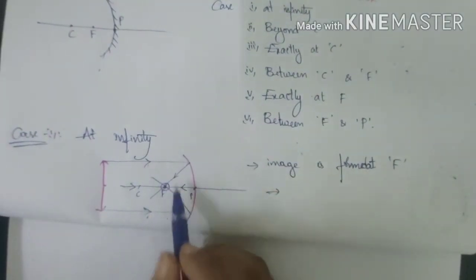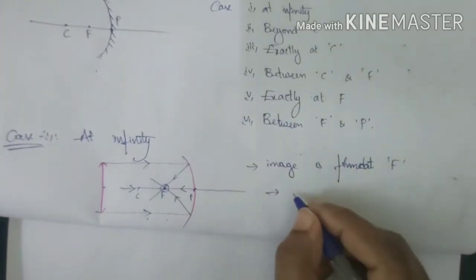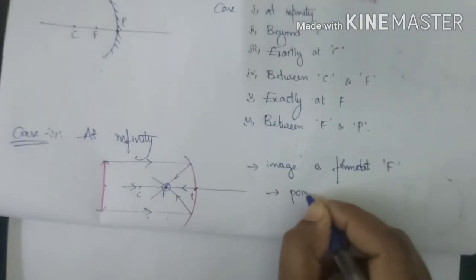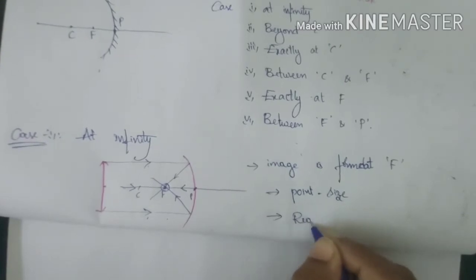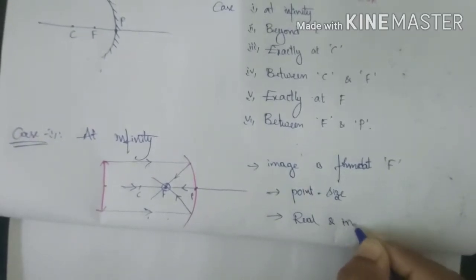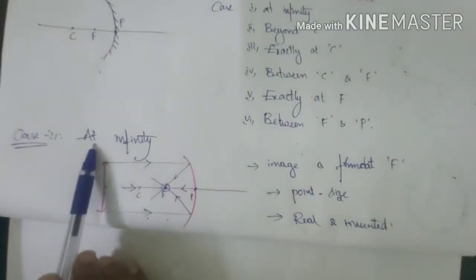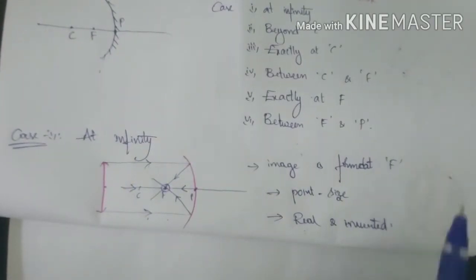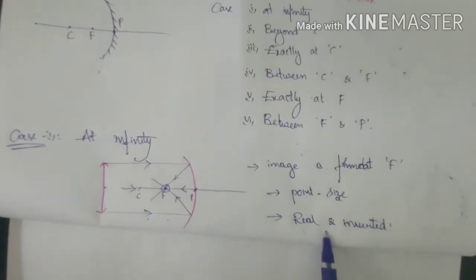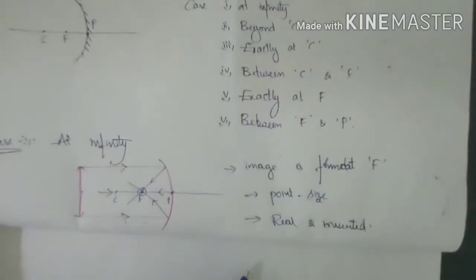It is only because these 2 rays are exactly coinciding at F, which means forming a point size image, and it is real and inverted, because there is no proof that the image is virtual and direct. That's why we are taking the case as real and inverted. So if the object is at infinity, the image is formed at F, the principal focus, and it is of point size, and the nature is real and inverted. Let's see case 2.